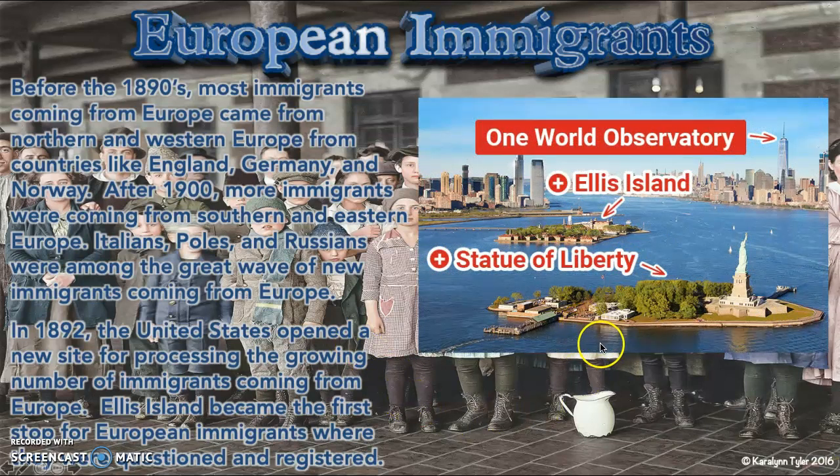You can see this is a photograph of New York. This is New Jersey over here. Over here is New York City. In between, we've got the Statue of Liberty that people passed as they came. Here's Ellis Island that was opened in 1892. And you can see this is the new One World Observatory that stands in the spot where the Twin Towers used to be, just for reference.